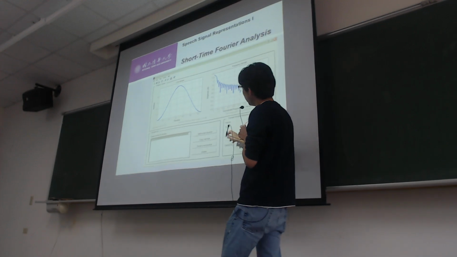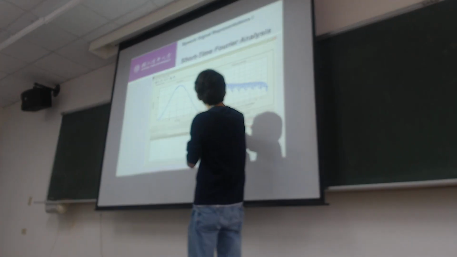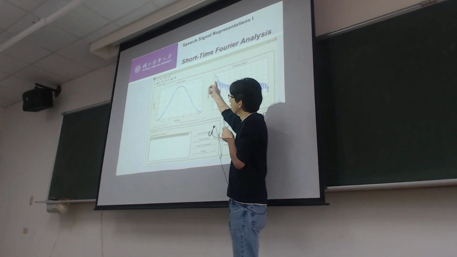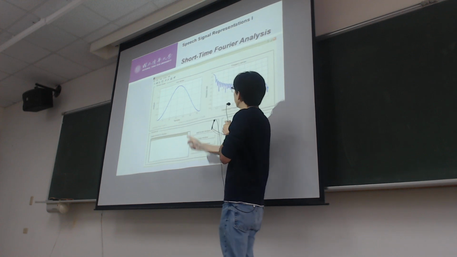Hamming window, again, looks something like this. It goes to zero here. You see the frequency responses. The first thing you see is that the main lobe width gets wider, so the frequency resolution gets worse.